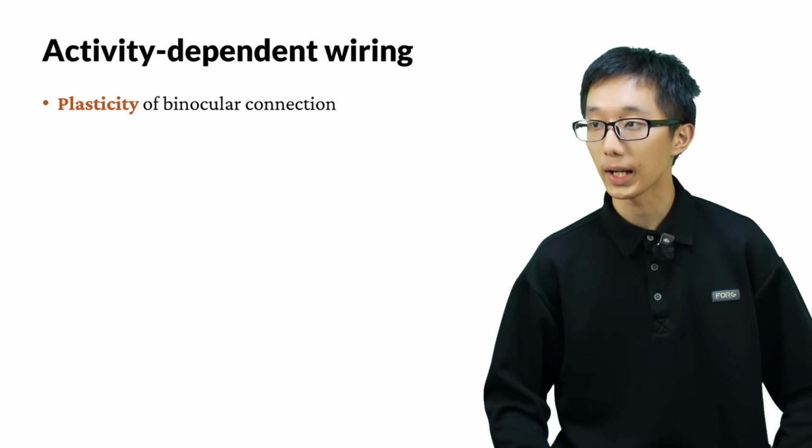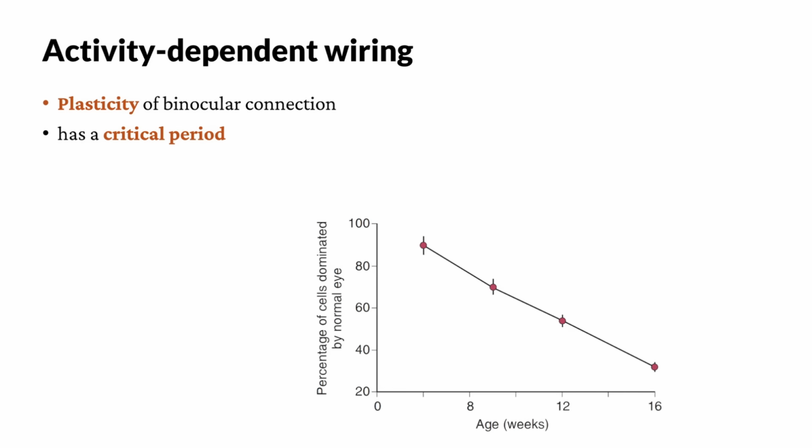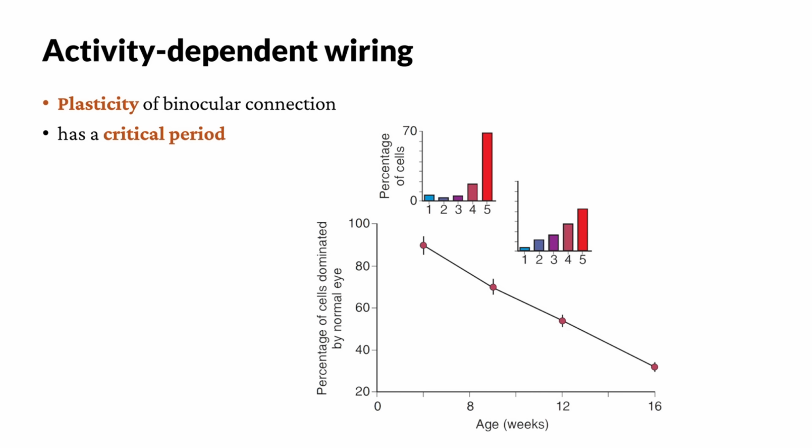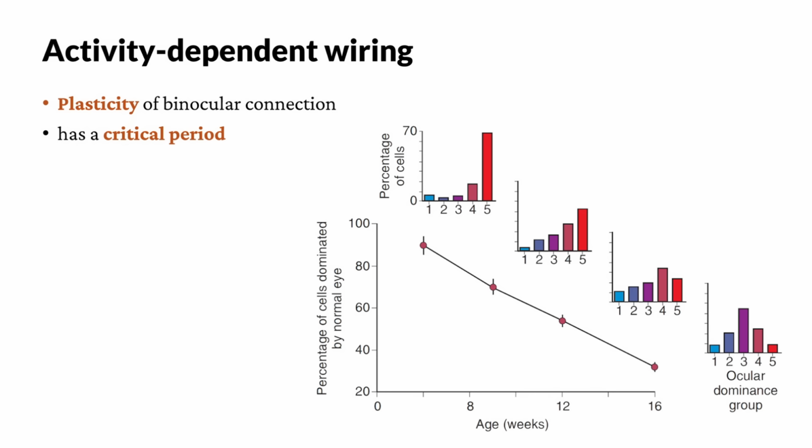The plasticity of binocular connection is limited. Why? It has a critical period. Let's take a look at this experiment. When a kitten is at the age of 4 weeks, we deprive its monocular vision for 2 days. Then the ocular dominance column will become like this. If we do this experiment when the kitten is 10 weeks of age, then the ocular dominance columns will become like this. If we do it at 12 weeks, then something like this. If we do it at 16 weeks, then the ocular dominance groups hardly change at all.